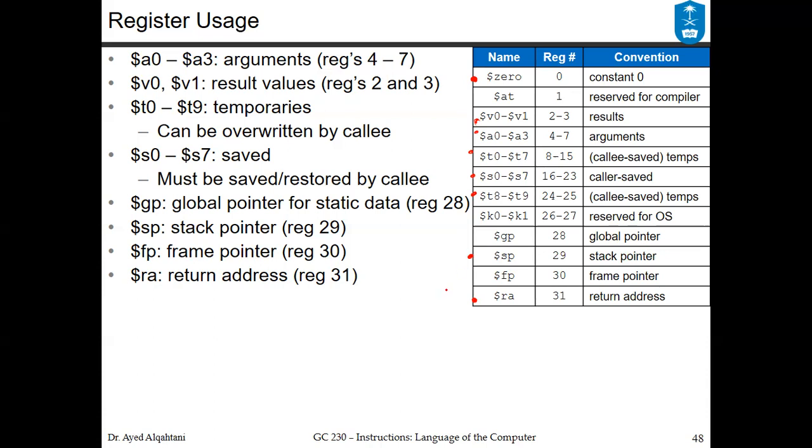Now we are left with only a few registers. We have the at register, and it's reserved for the compiler. We also have K0 and K1, and they are reserved for the operating system. And we have a global pointer register, and it's used for static data. And the last one is the frame pointer, which is pointing to the frame, and we are not going to talk much about it in this course.